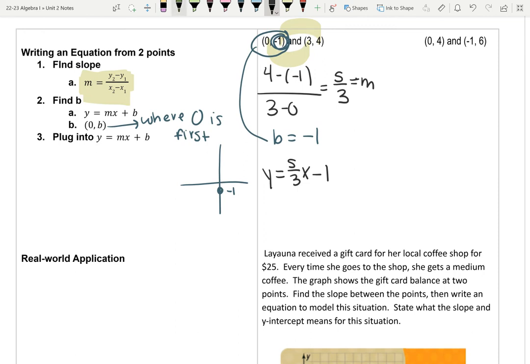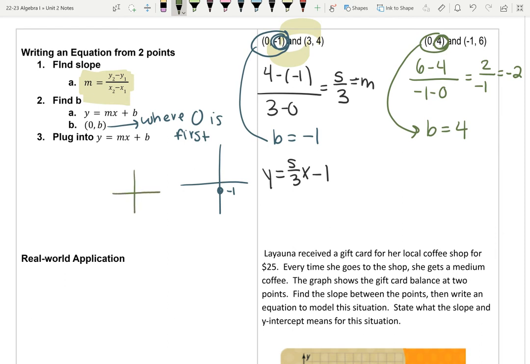Now, if you want to pause and try the next one on your own and then come back, that'd probably be helpful for you. So we're going to first subtract our y's, so 6 minus 4, and then on the bottom we'll subtract our x's, -1 minus 0. So this gives me 2 over -1, and I want to simplify that down to just be -2. And then again, my b comes from this right here, so my 4 is going to be the b.